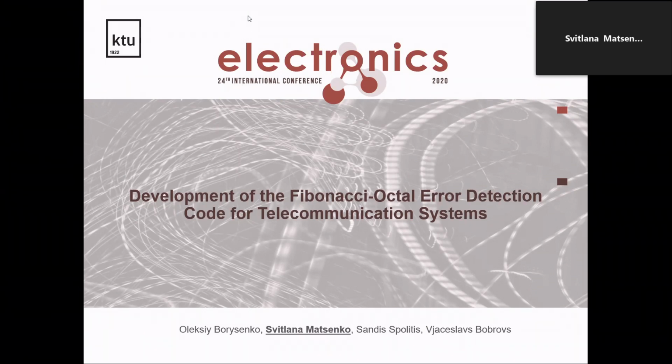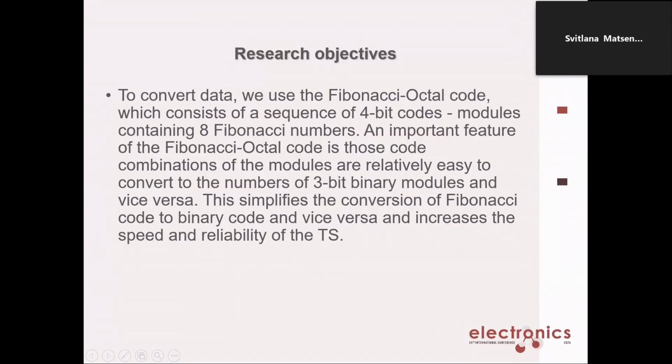An important feature of the Fibonacci octal code is its code combinations. All these modules are relatively easy to convert to 3-bit binary modules and vice versa. The research object, the idea of this work, is to convert data using the Fibonacci octal code, from binary to Fibonacci and from Fibonacci to binary, because many devices use binary code.